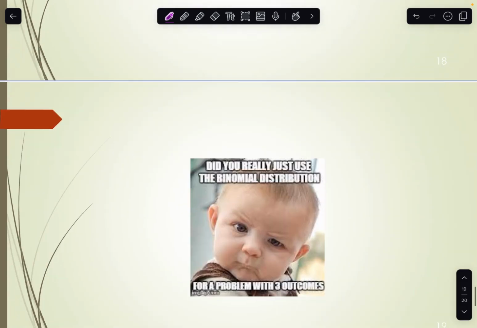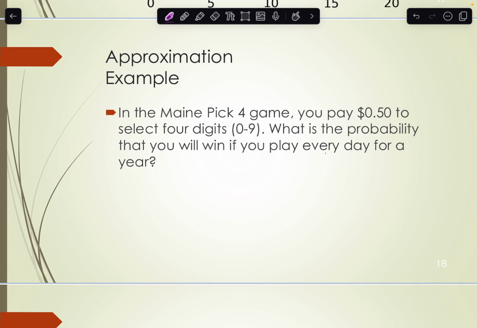Let's skip over this hurricane example and look at the Maine Pick 4 game. You pay 50 cents and select 4 digits from 0 to 9. What is the probability that you will win if you play every day for a year? You win by picking the correct 4-digit number. What are our trials? The trials are every day for a year.